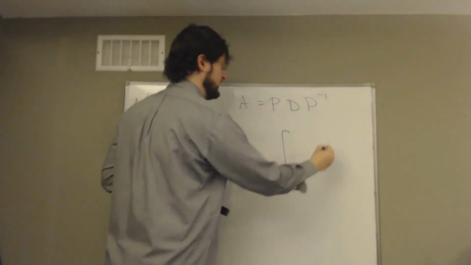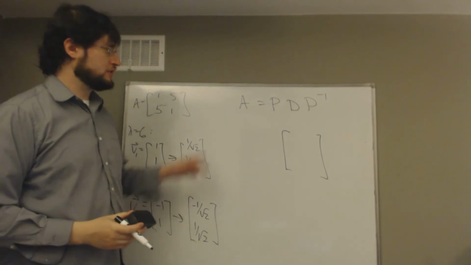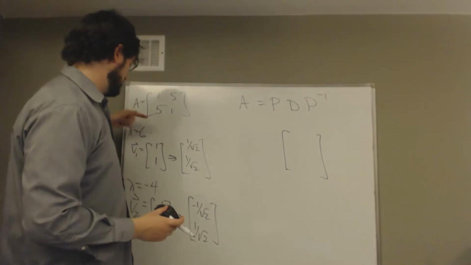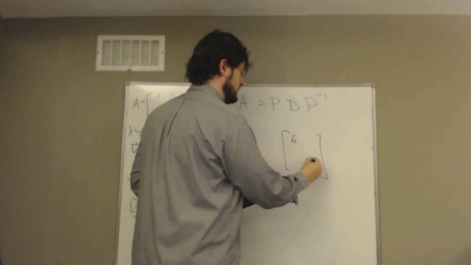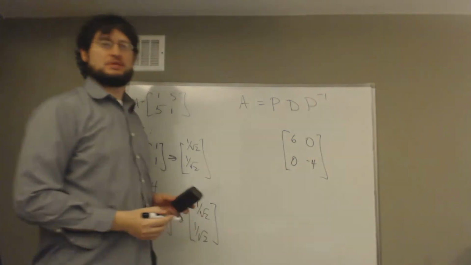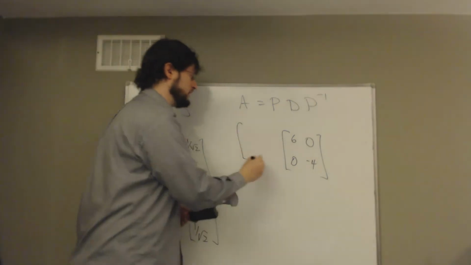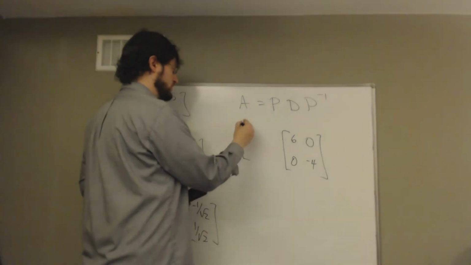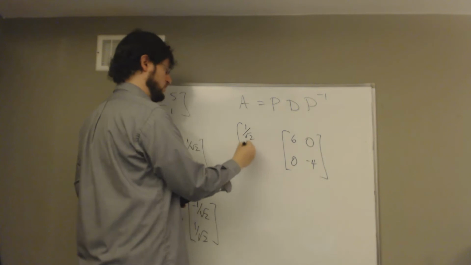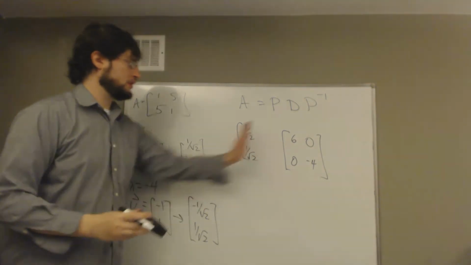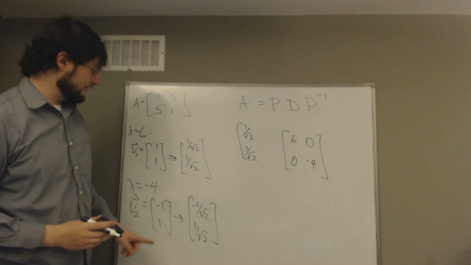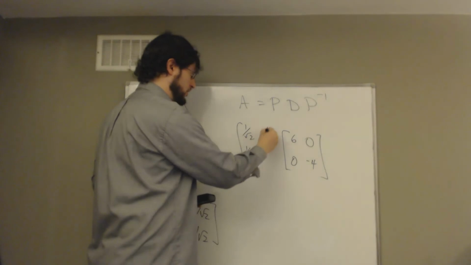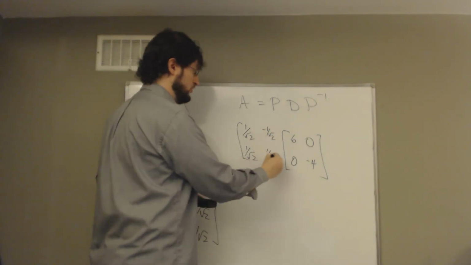Let's write down D first. Remember, D is just a diagonal matrix where I put the eigenvalues on the diagonal. So we had 6 and minus 4, and everything else is going to be 0. Since I wrote down 6 first, I have to write down the eigenvector corresponding to 6, which is 1 over root 2, 1 over root 2. And then minus 4 came in my next column, so I write down the eigenvector corresponding to negative 4. So we get negative 1 over root 2, 1 over root 2.